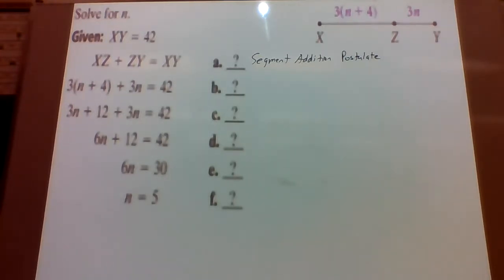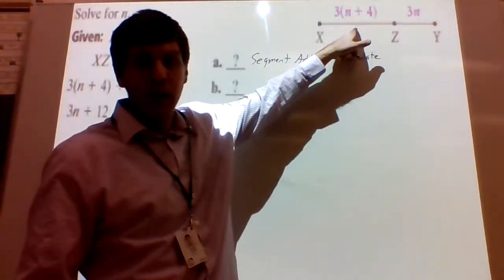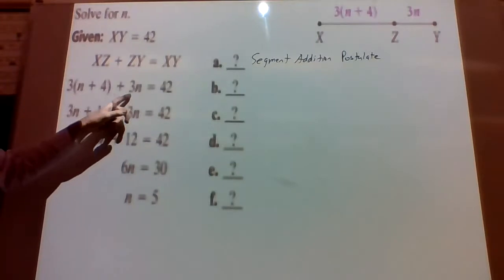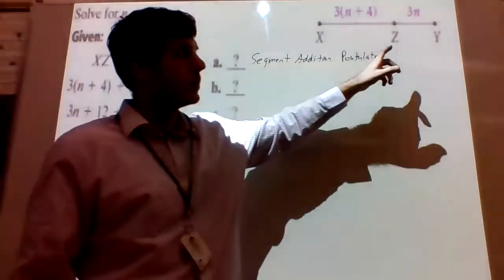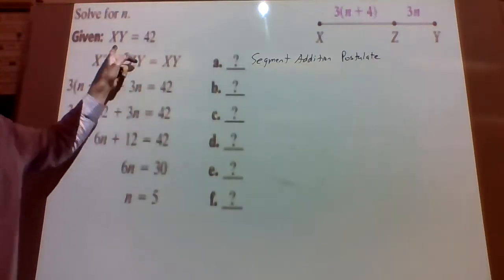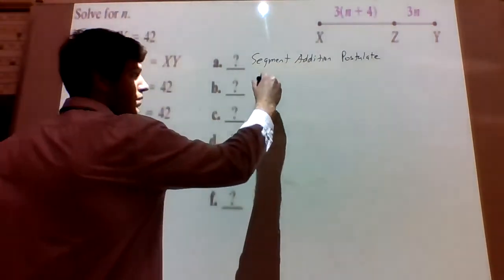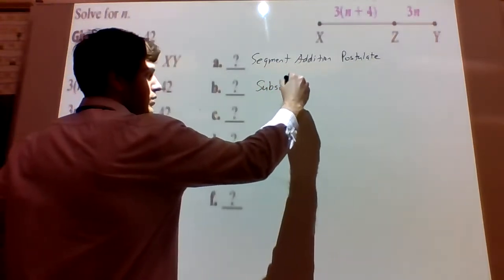How do we get to the next step? How do we go from this equation to 3 times quantity n plus 4 plus 3n equals 42? Well, we get there by doing substitution. Instead of putting XZ, we're putting 3 times quantity n plus 4. Instead of putting ZY, we're putting 3n. And then instead of putting XY, we're putting 42. So this is going to be substitution.